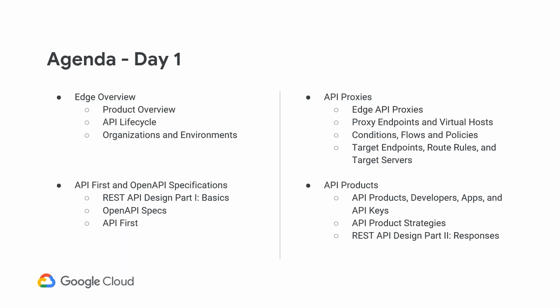What are the open API specs, how you design that API first approach, all these things, and then we will move to API proxies. That is the one Apigee specific thing, how we build our APIs on Apigee. So we'll see what is an Apigee API proxy on Apigee Edge, what are the things like proxy endpoint, virtual host, conditions, flows, policy, target endpoints, route rules, target server. So these are the terms related to Apigee that we use. So we will cover those topics which are the start of the Apigee.